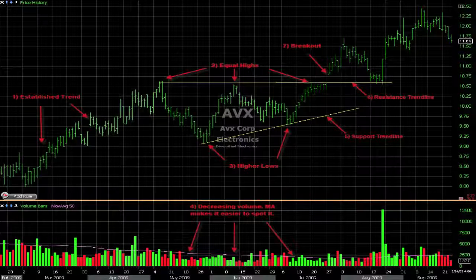Here are the requirements for the ascending triangle. First, we need an established uptrend prior to the pattern. This is because this pattern is a continuation pattern, so it needs a prior trend to continue. Second, we need equal highs, at least two, but here we got 3 equal highs. Third, we need higher lows, and it's very normal to see decreasing volume inside this pattern, this consolidation. So the decreasing volume is not a must, but it's often seen.